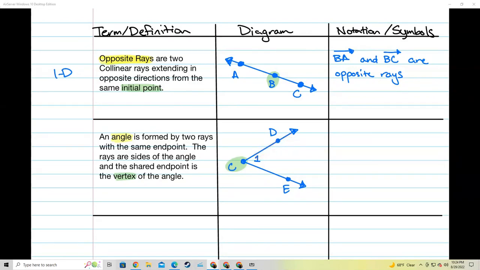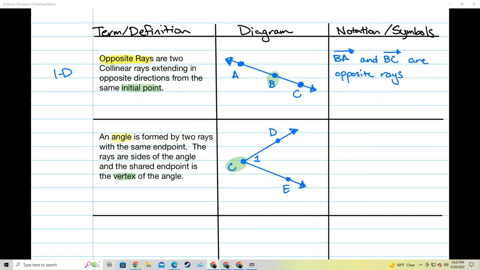That's not the same case as with this one, where I just needed one ruler for both of these rays going to the left and to the right. Okay, so it has to be on the same line and they've got to be going in opposite directions. So even though these are not going in the same direction, they're not opposite rays because they're actually part of two different lines, this line and this line. Okay. So hopefully that makes sense why these two are not opposite rays.